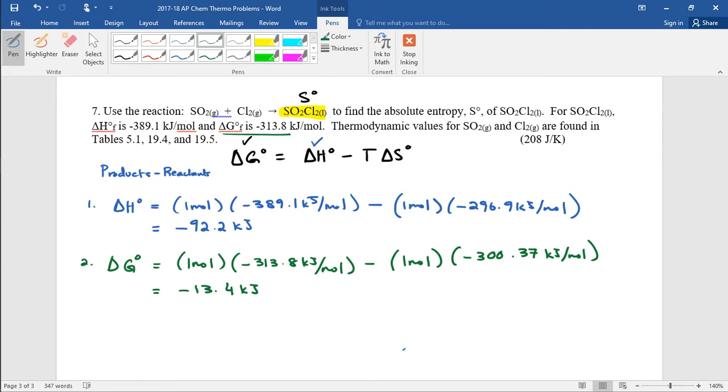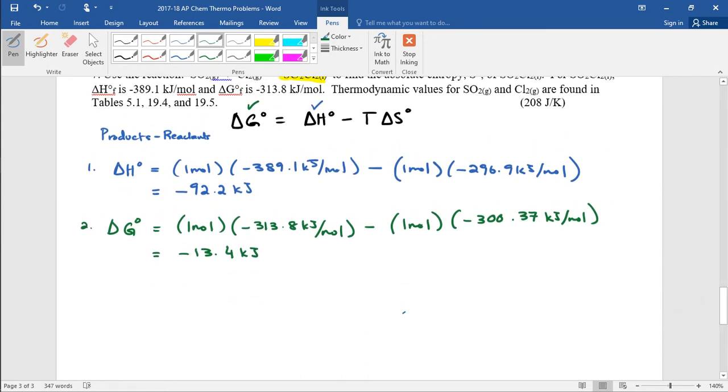Okay, so now I'll put a green check here. I just solved this over here, and then the blue one is the delta H standard. Because I have those two components and I have a temperature, I can actually solve for this now. So delta G is negative 13.4 kilojoules. That's going to equal delta H, which is negative 92.2 kilojoules, minus, what's the temperature here? 25 degrees Celsius, is it? Do they give us a temperature?